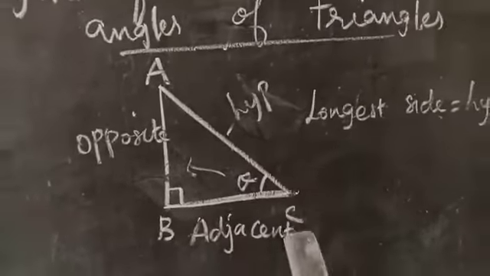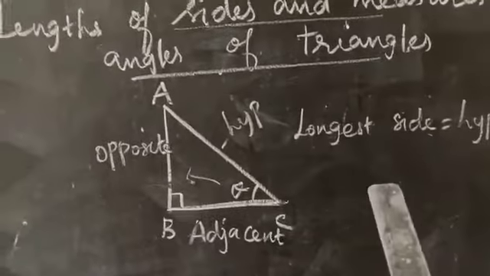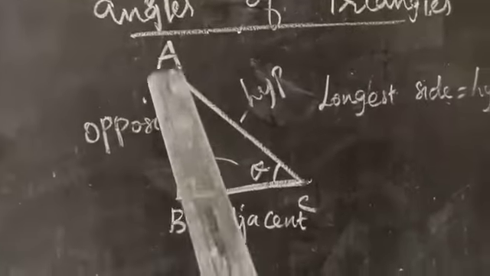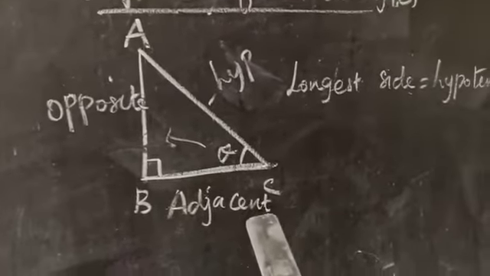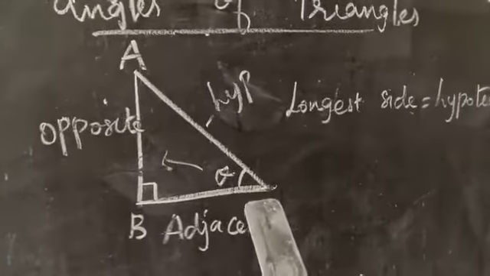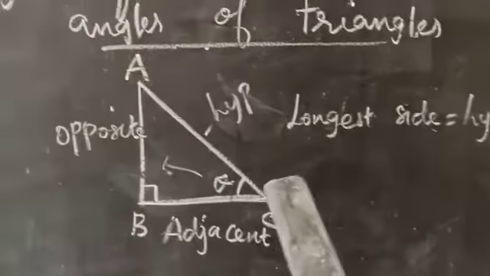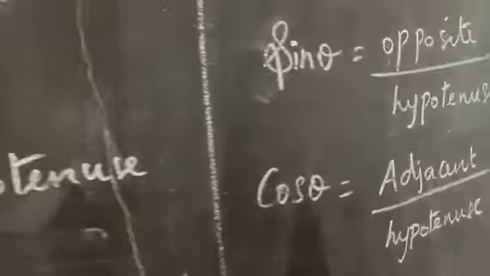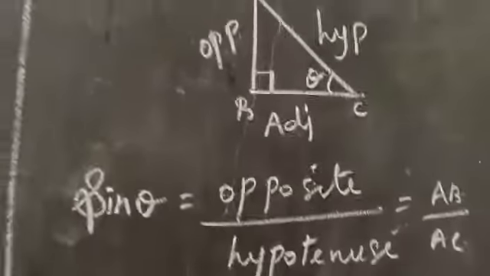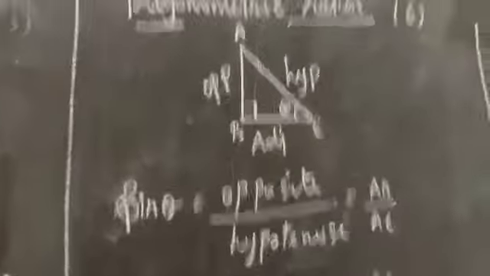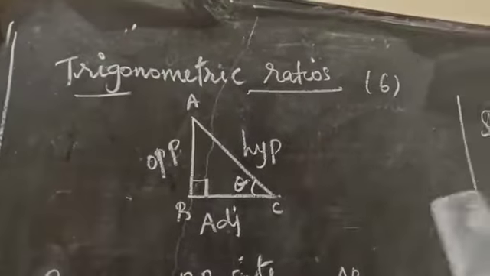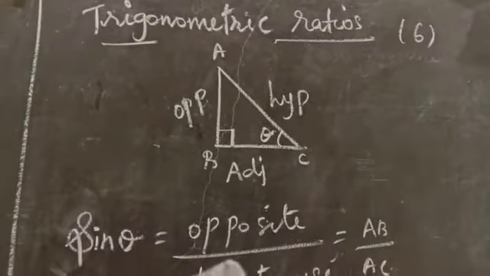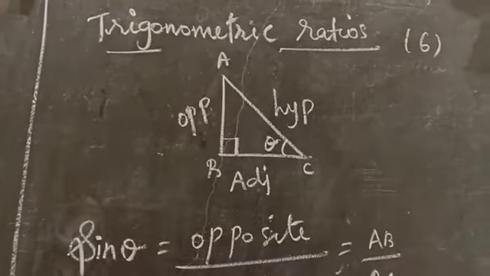The longest side of the given triangle is the hypotenuse. So AB is the opposite, BC is the adjacent, and AC, the longest side, is the hypotenuse. Now we see the trigonometric ratios. There are 6 trigonometric ratios.